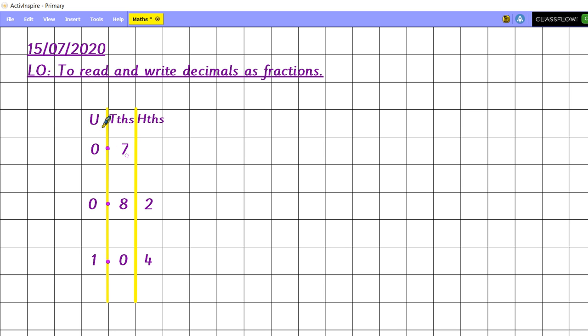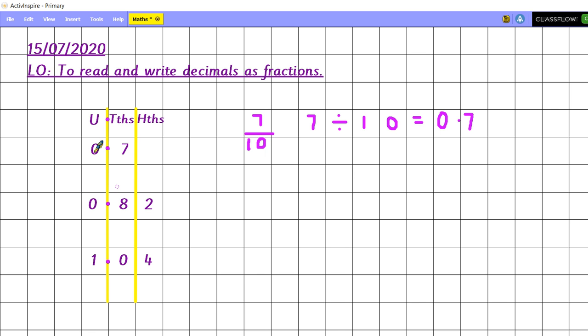So here you can see I've got no whole numbers, I've not got any units, but I've got 7 tenths. So I've got 7, and then my denominator is tenths, 7 tenths. And that's because this symbol here, as we know, stands for divide. So if I did 7 divided by 10, then I would have 0.7. 7 divided by 10 equals 0.7. Therefore, that's why 0.7 equals 7 tenths, and the 7 is in the tenths column.